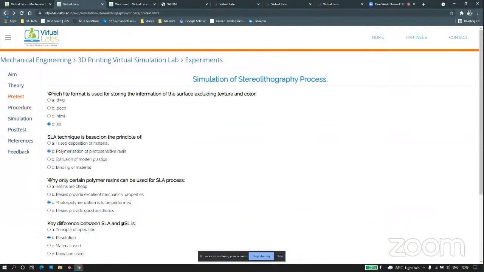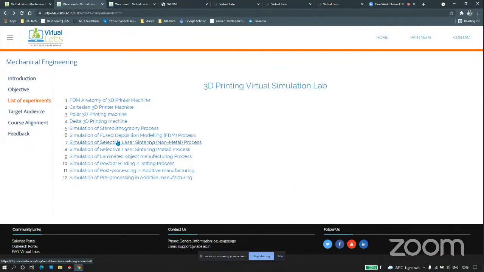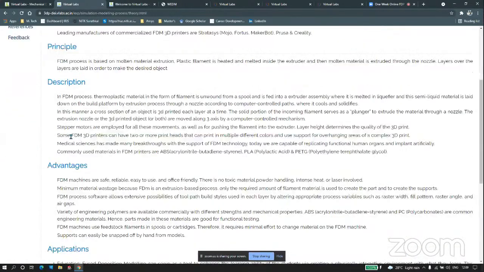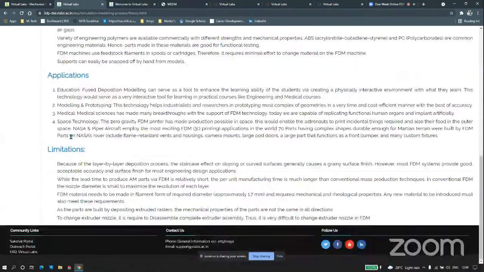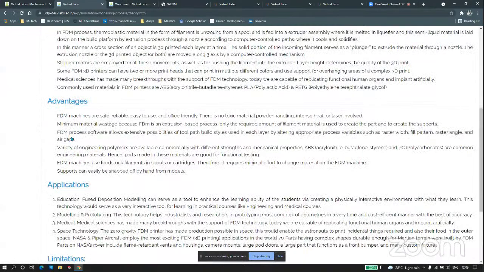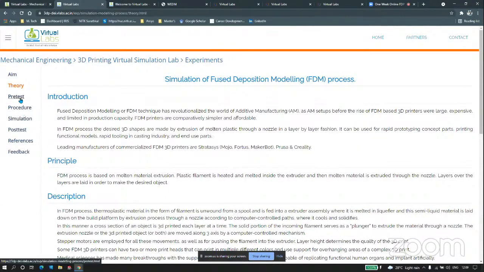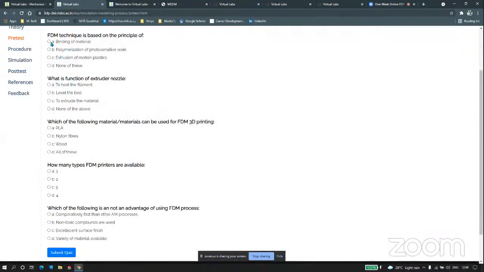Similarly, I'll take one more experiment, that is fused deposition modeling. So in the FDM process, you'll come to know about the introduction part and working principle, etc. You can read it. Then the pre-test. So the FDM technique is based on the principle of extrusion of molten plastics. So in the FDM process, the filament will get melted and guided through the extruder. What is the function of the extruder nozzle?